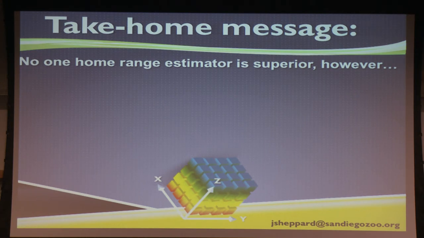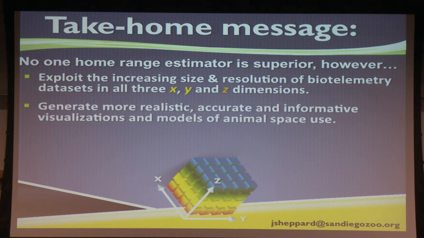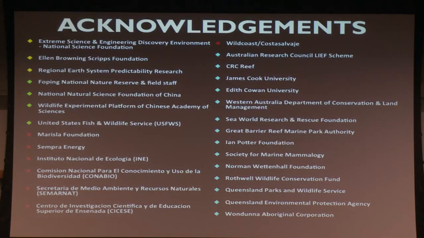So I guess the final take-home message from all of this, I'll be the first person to say that no one home range estimator is uniformly superior and that no one size fits all, but we can now exploit the increasing size and resolution of our telemetry datasets in all three X, Y, and Z dimensions and create more realistic and informative visualizations and models of animal space use, which can then be used to inform conservation for species threatened by impacts that coincide within their home ranges.